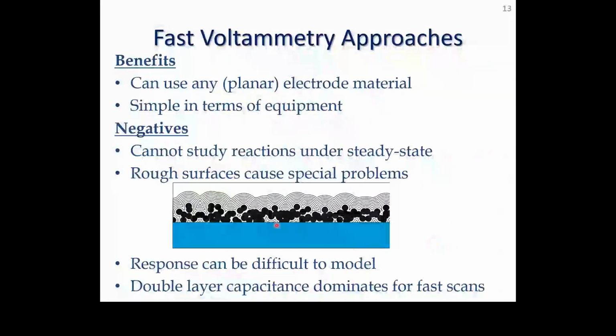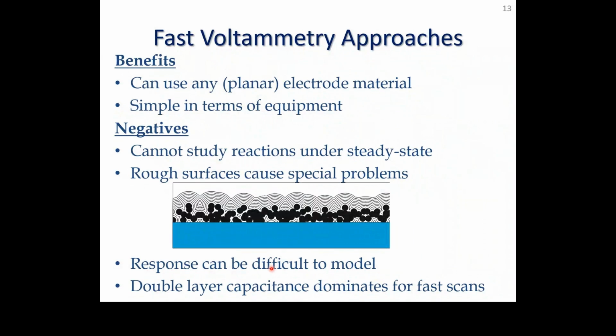And the other issue is that if you have a rough surface, then that causes special problems with fast scan rates, because at low scan rates or under certain conditions at short time, you are only consuming the reactant very close to the surface, but at longer times it becomes much more complicated because you've got diffusion of different amounts of material to the surface. And for that reason, it can be somewhat difficult to model those results.